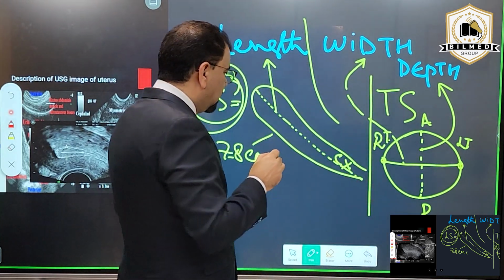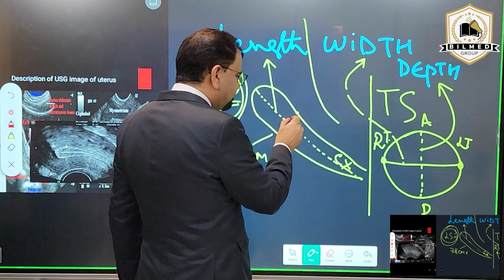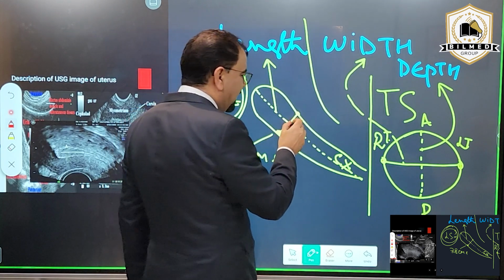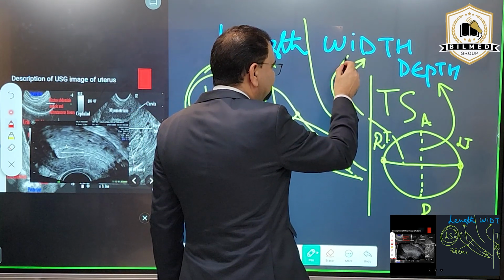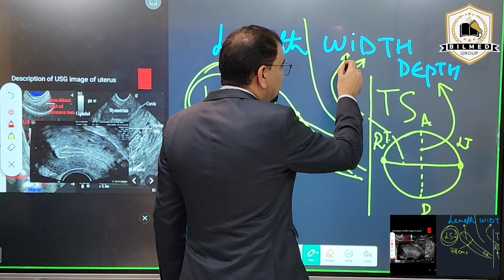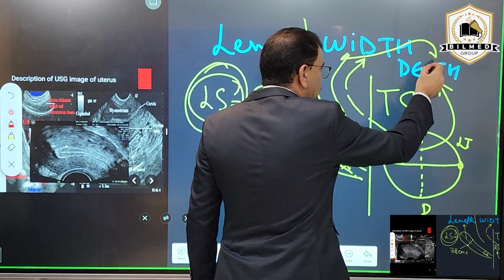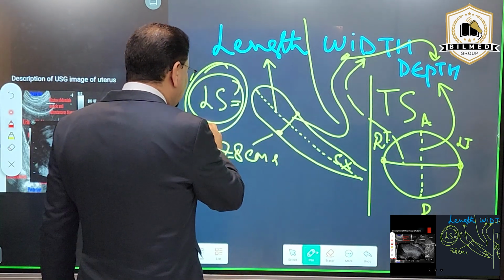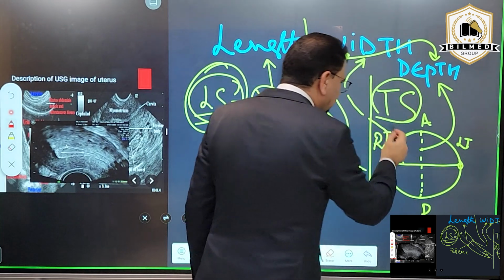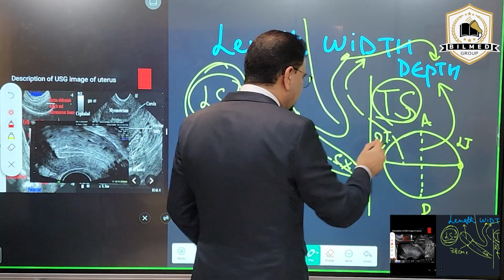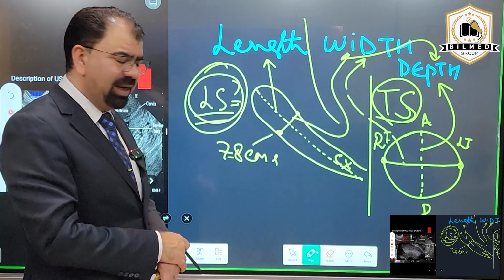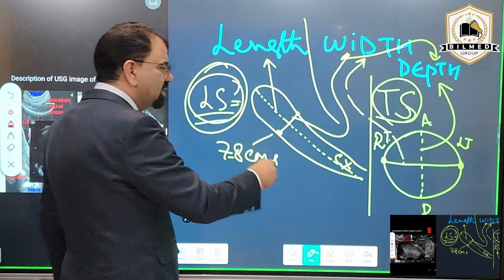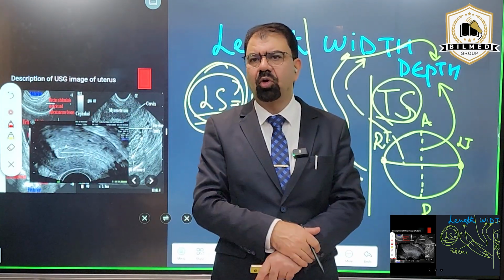Now, if I measure from here to here, what am I measuring? I am measuring width. Oh, sorry, I am measuring the depth. So the depth can be measured in longitudinal as well as in transverse section. So by the split screen, rotating the probe, I will be taking all these three measurements. Otherwise, I am taking it wrongly.